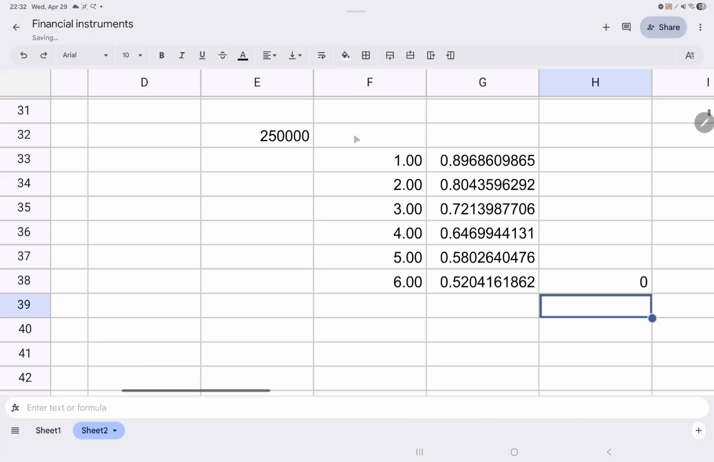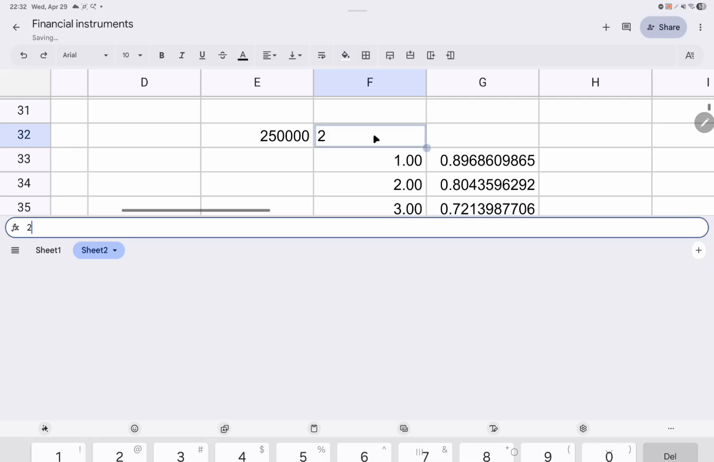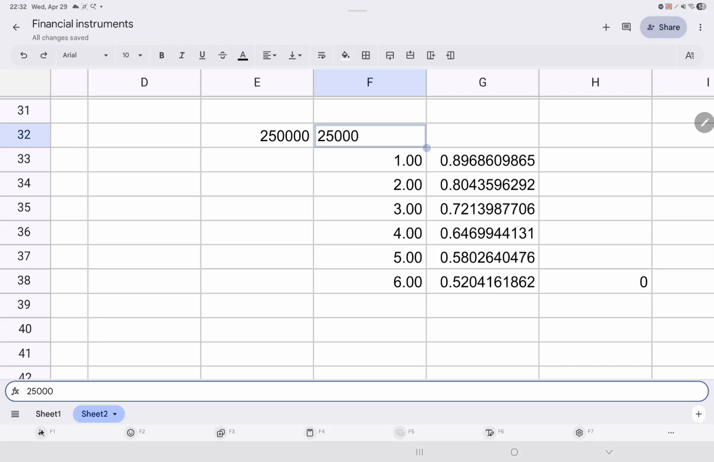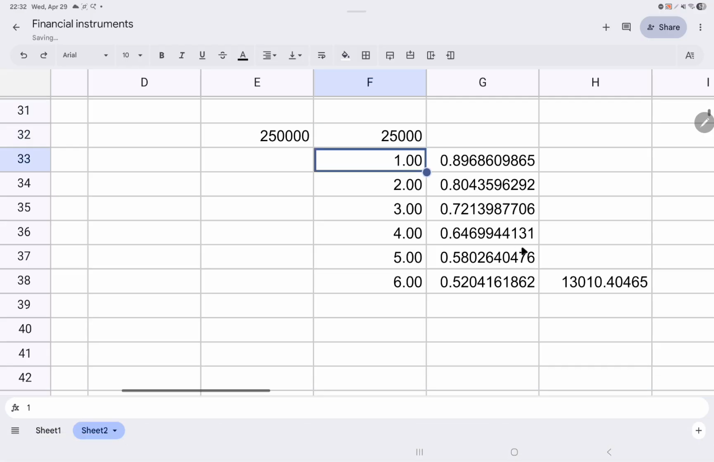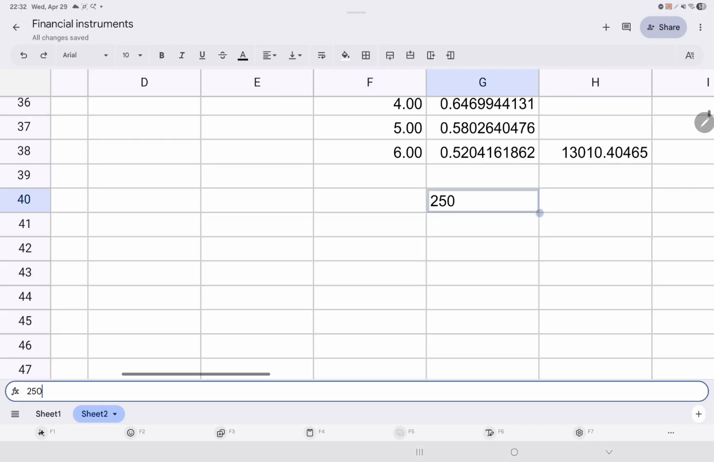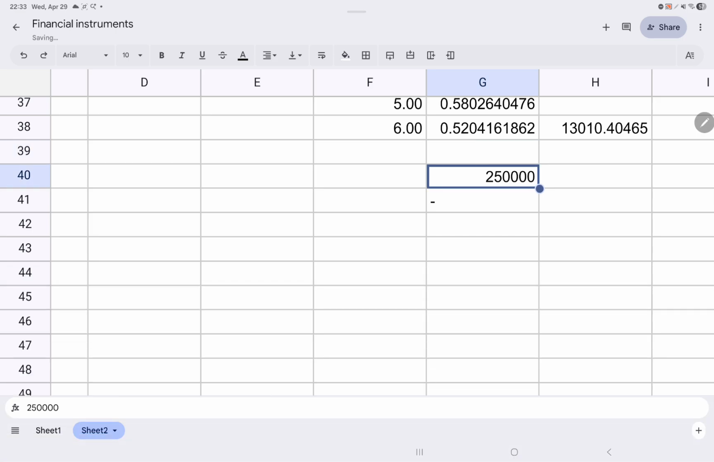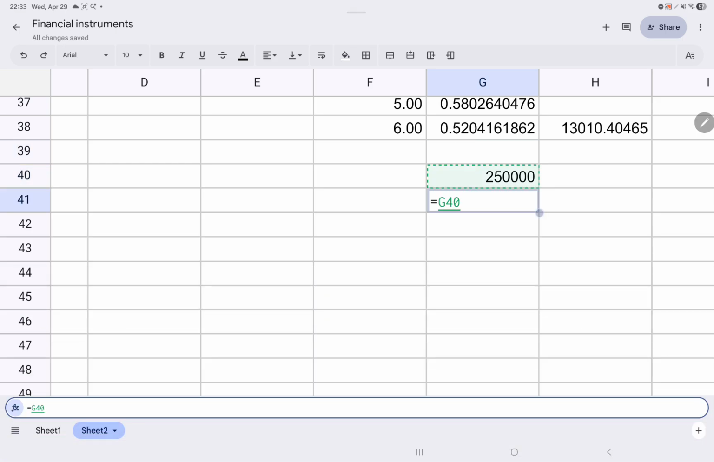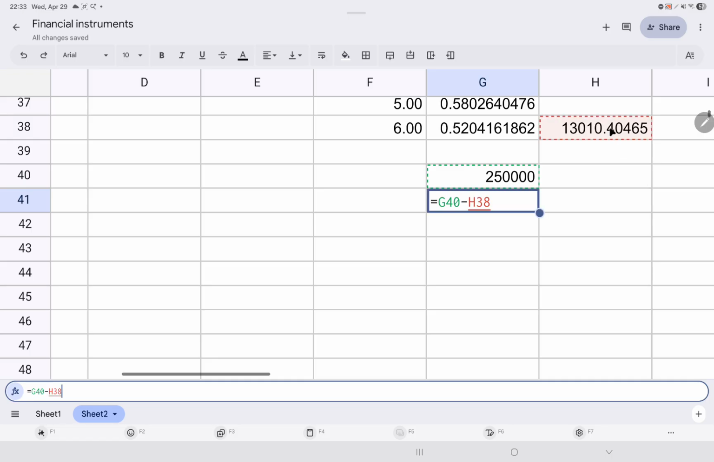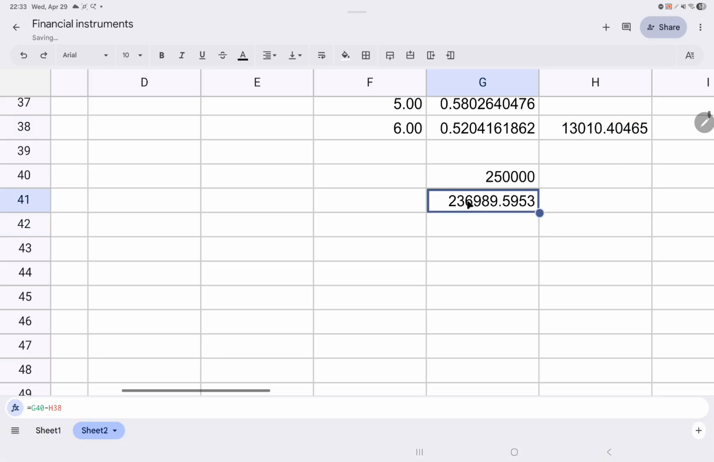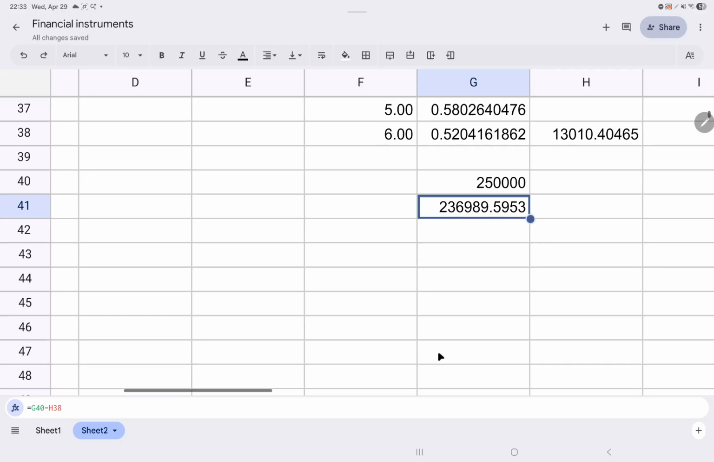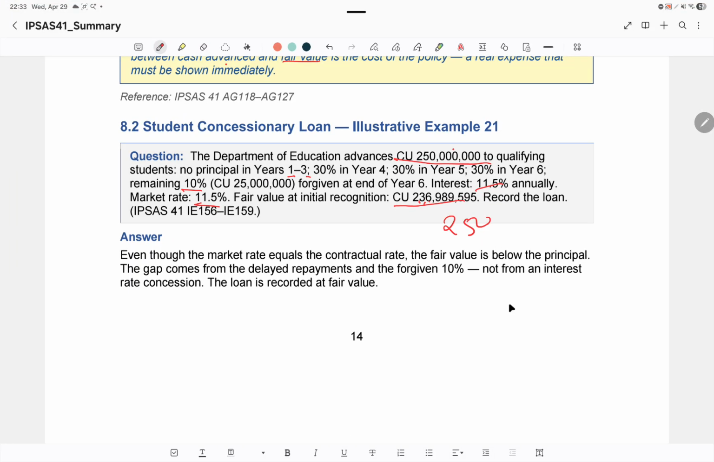So let me put here 25 million. So 250 million minus 25 million, how much are we getting? You say 250 million minus 13,010, that's what you can see. 2.6 million 989. So this is how that fair value came up.